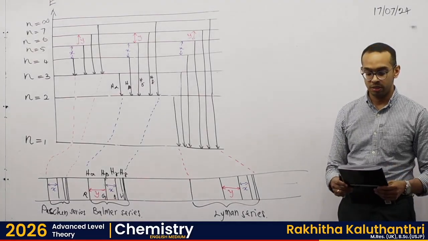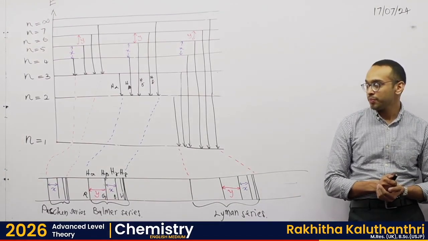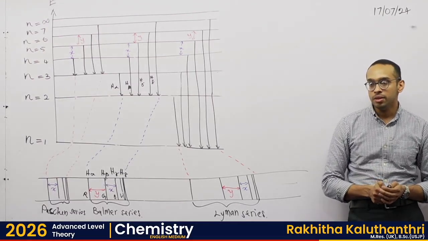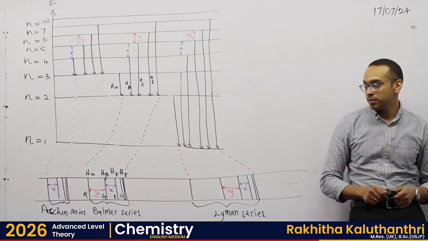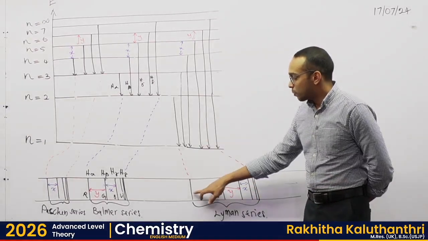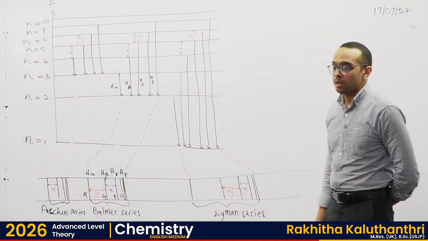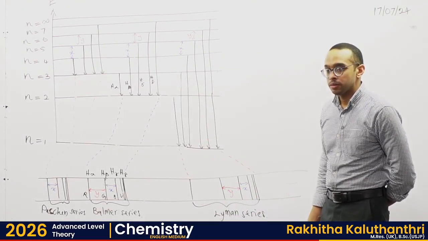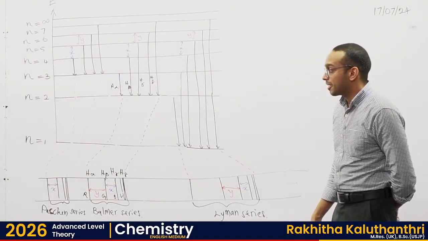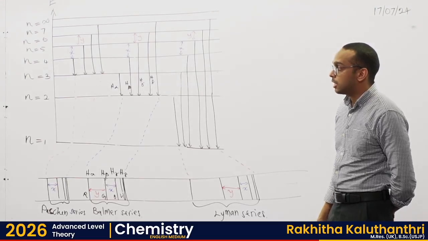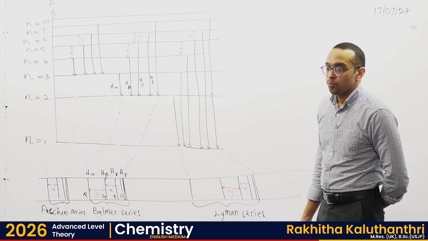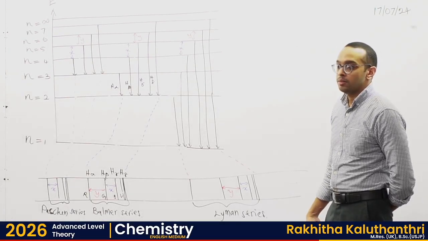Shall we take down a small note? I'll give you a break after that. Okay? So take a small note down. You can write under this. First point: each spectral line indicates an energy gap between two energy levels.